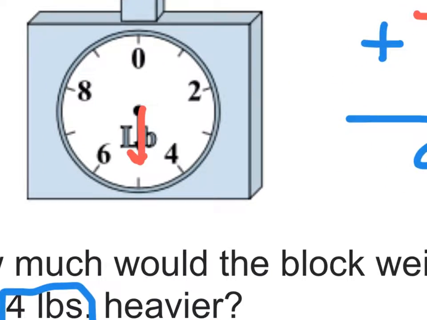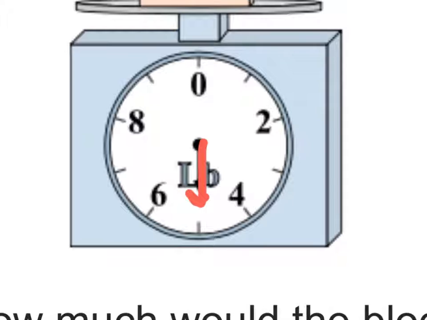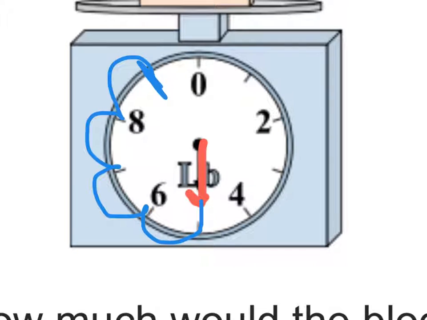Again, I'll show you on the scale. We're making it heavier, which means we're going to be moving this way. So we start at that 5. We're making it 4 pounds heavier. So we would go 1, 2, 3, and 4. Stopping at this line, 1 past 8, which would give us 9.